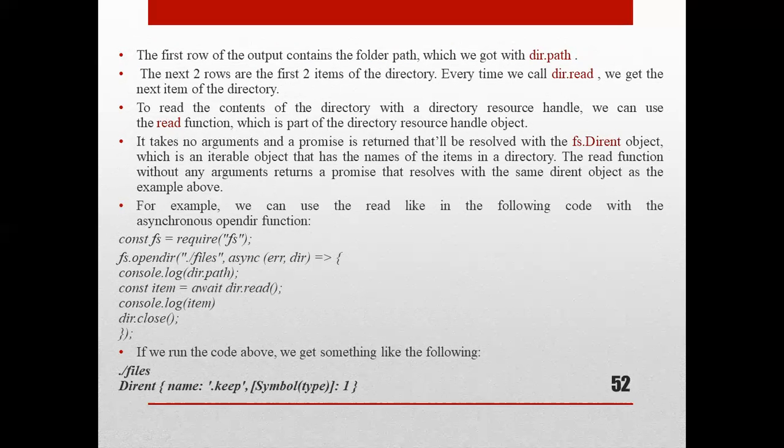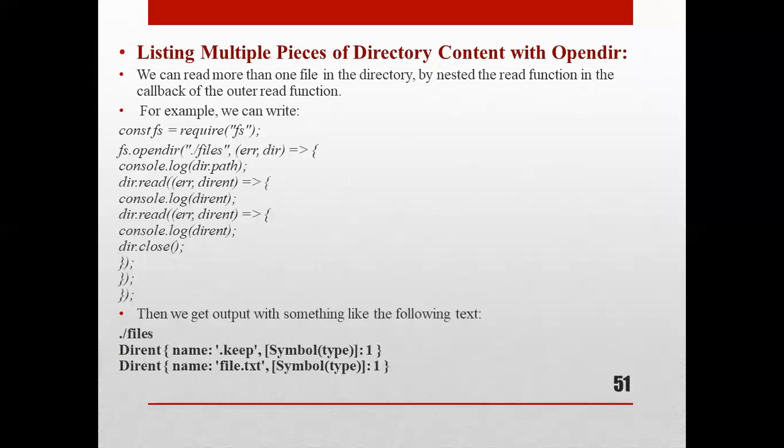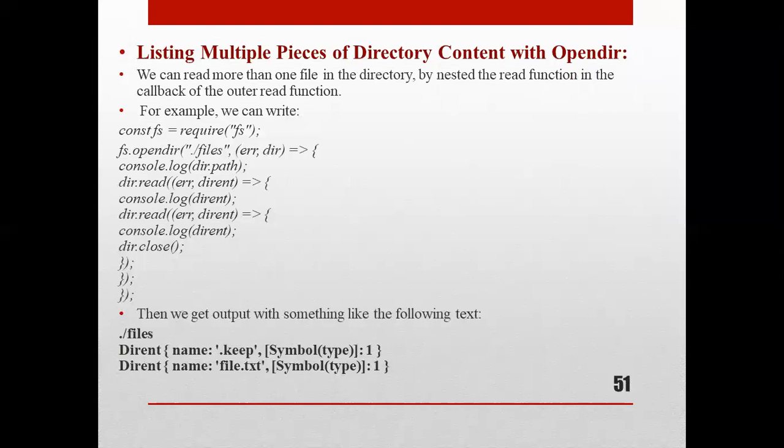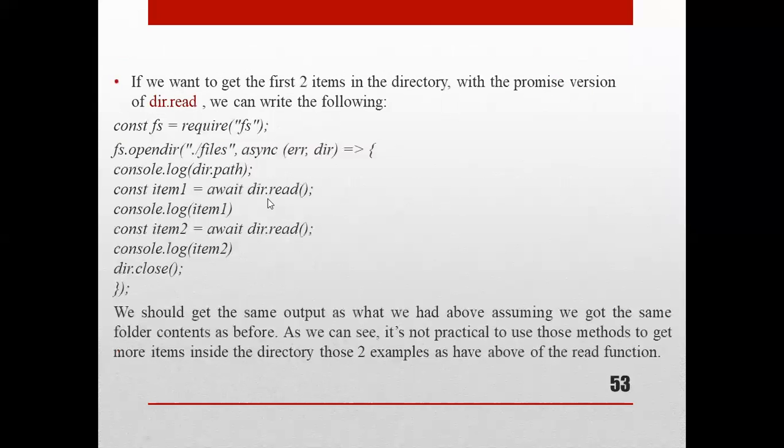We have seen the explanation for that example. Whenever you want to get the first two items in the directory, or the first one or the third, based on your requirement, how can we access them? We can access them using dir.read. We have seen dir.read here. You can see an example of how we can access the first two items from the current directory.